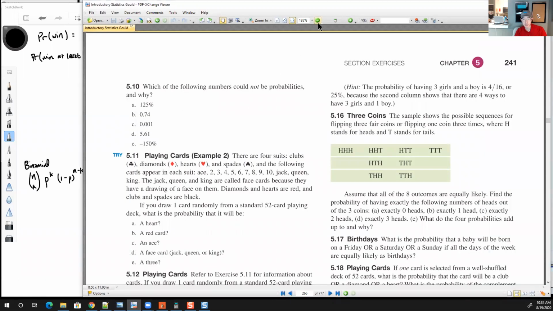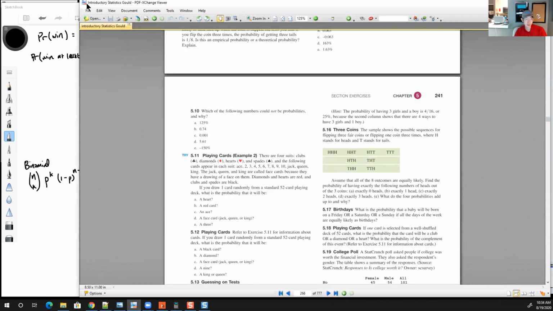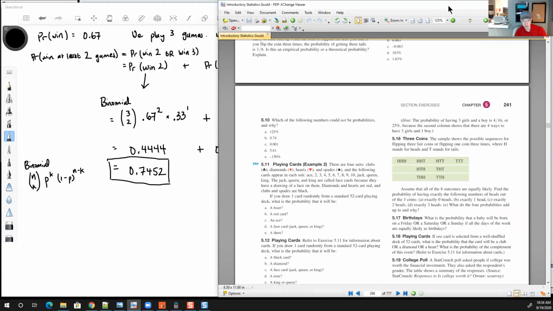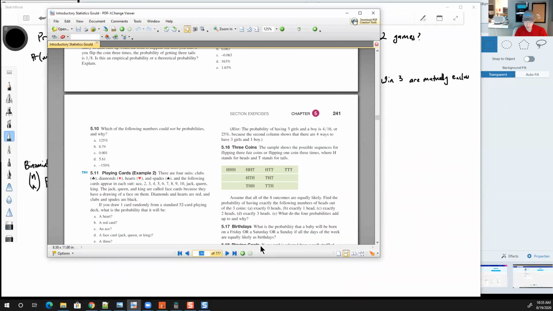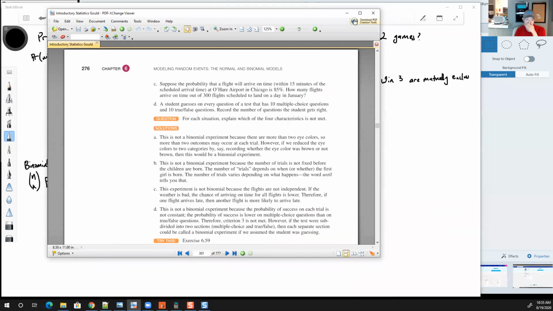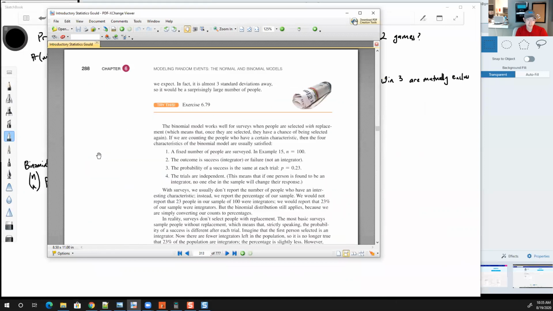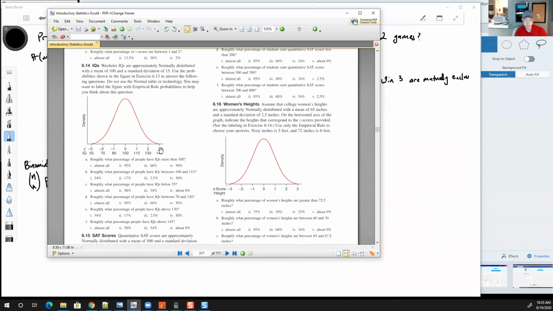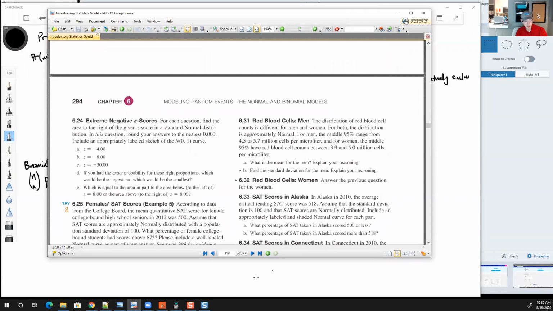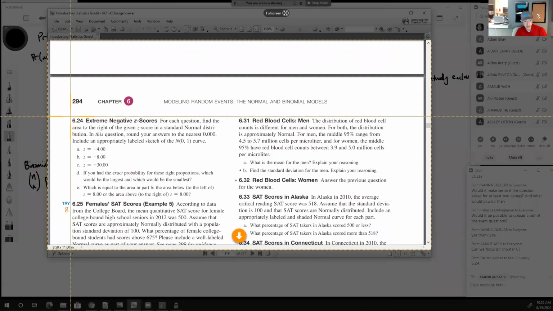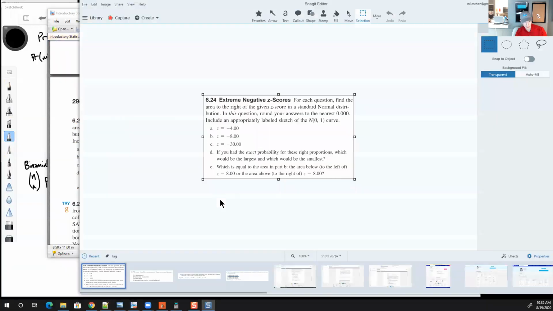All right, let me, whoops. Okay, so here is, stop doing that. It's Windows snapping business. Okay, 6.24, sure. All right, so chapter 6, I think we're around here. Okay, so this is from chapter 6, and we're looking at extreme negative z-scores. Sounds ominous. Okay. Go ahead and we'll start here, and then we'll work through a bunch of these types of questions.